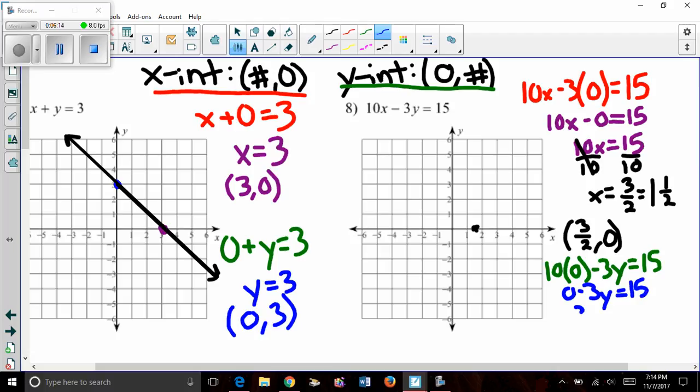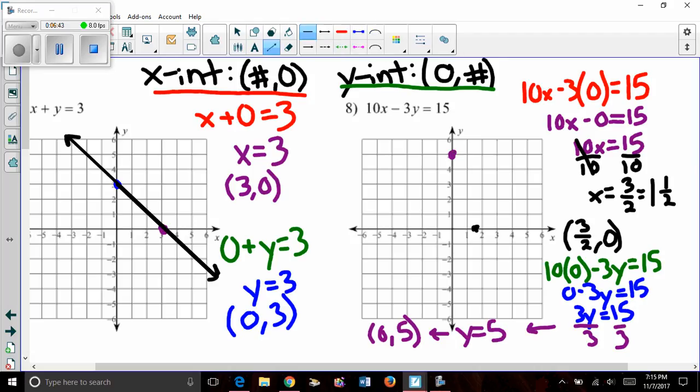Simplify, I get 3y equals 15. And now I'm going to divide by 3. This one's nice. I'm going to do my work right over here. Y equals 5. So I can graph the coordinate 0, comma 5. And again, connect my dots.